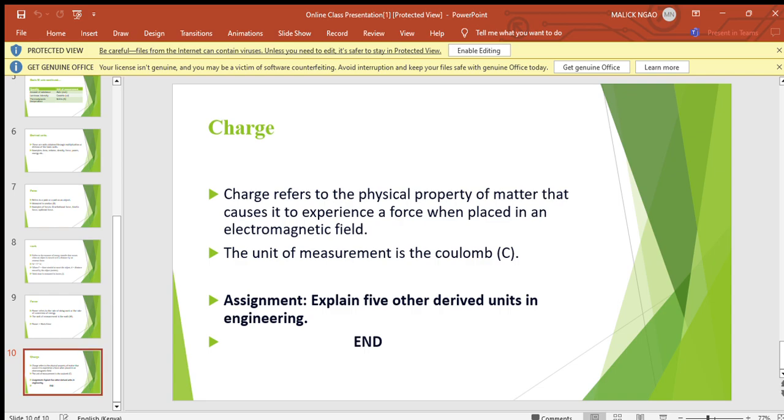For today, I want to leave you with one assignment, which will be to explain 5 other derived units which are normally used in engineering. So explain any other 5 derived units in engineering. That will be the end of our lesson for today. Do we have any question? Okay, correct. Meet next time.